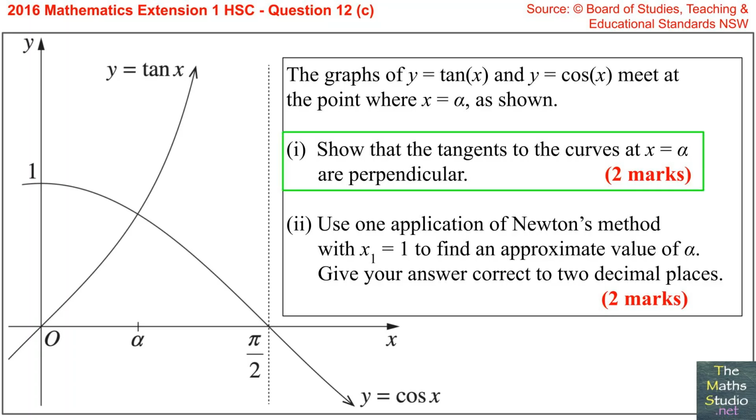Question 12, Part C. The graphs of y equals tan x and y equals cos x meet at the point where x equals alpha as shown. Part 1. Show that the tangents to the curves at x equals alpha are perpendicular.